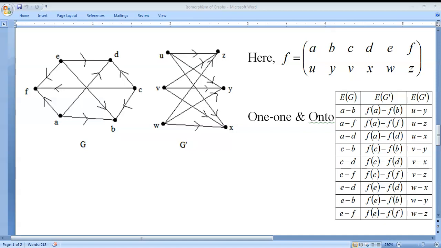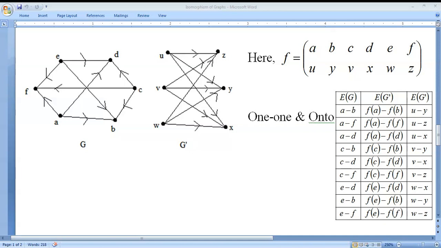So first we have to check whether it is 1-1 function and onto function or not. Okay, so it is to be 1-1. So different elements in the domain must have different images in the codomain. So domain means vertices of the first graph, codomain means vertices of the second graph. So clearly a, b are distinct, their images u, y are also distinct, e, f are distinct, their images w, z are also distinct. So you can verify for all the possibilities, hence it is 1-1.